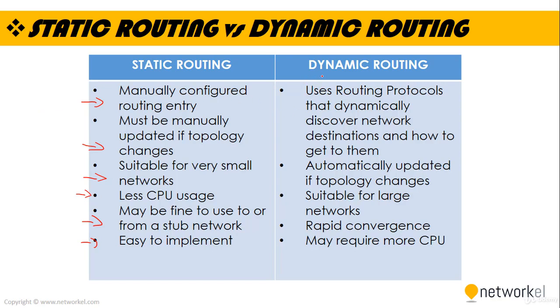Let's go ahead with the dynamic routing. Dynamic routing uses routing protocols that dynamically discover network destinations, as you know, and automatically update if topology changes. That's one of the biggest advantages when you compare with static routing. And that is suitable for large networks because of this. And we have rapid convergence times for dynamic routing, and we may require more CPU.